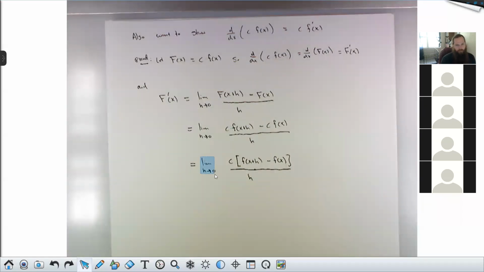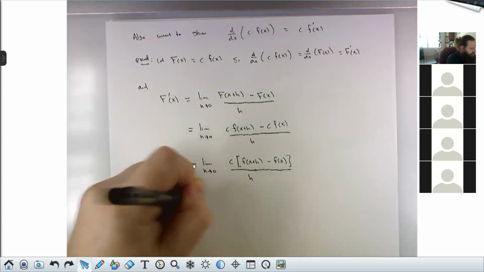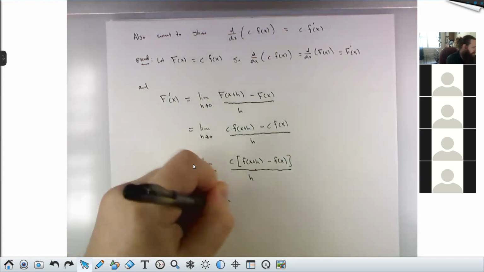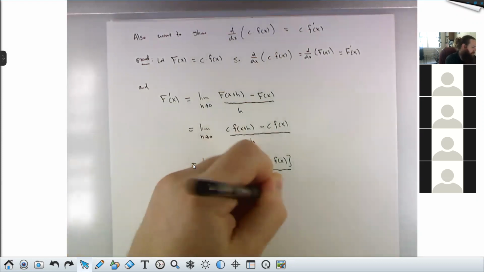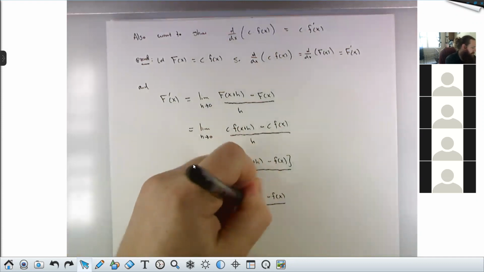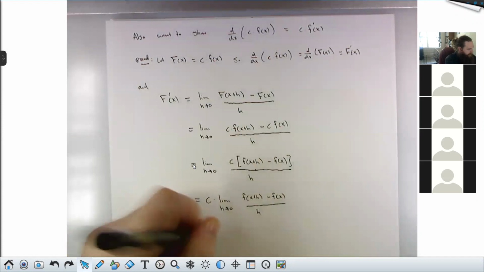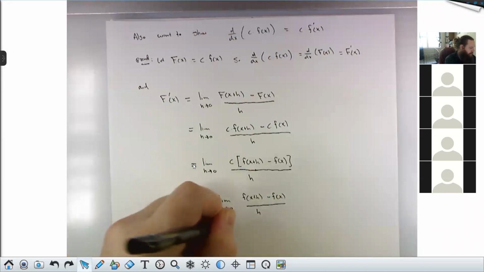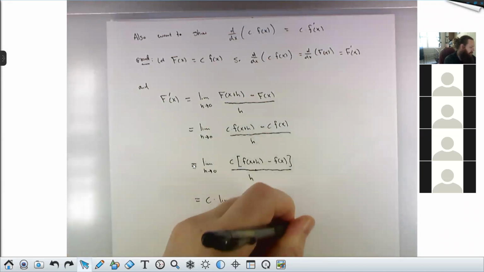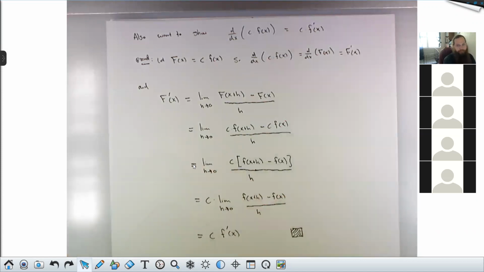If you have a limit of a constant times some other expression, as long as that constant doesn't depend on the variable you're using in your limit, you can pop that constant out. So this is c times the limit as h goes to 0, f of x plus h minus f of x all over h. And this thing right here, as long as f is differentiable at the number x, is going to be f primed of x. And again, we declare victory with our little tombstone. So that's it. That's what we wanted to show.